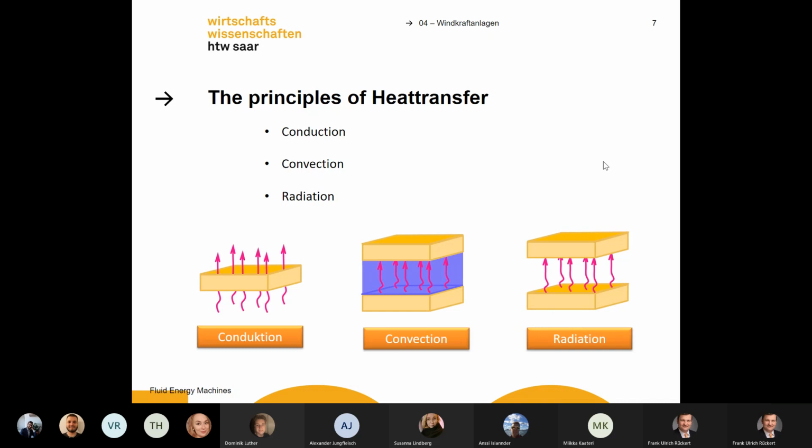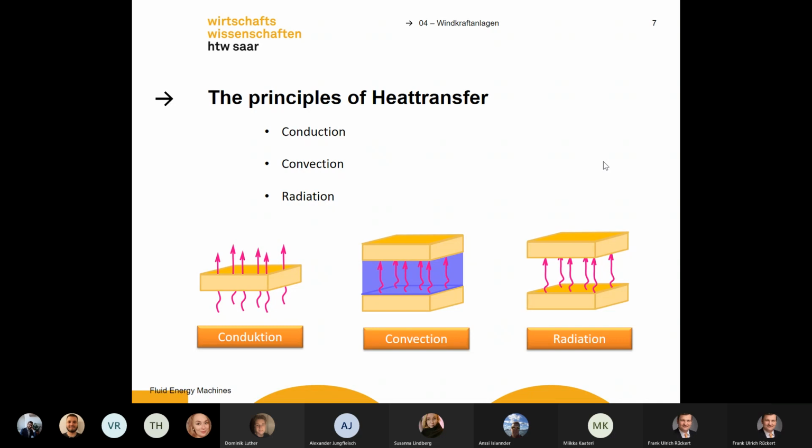Another thing I want to mention is that in fluid energy machines, we have to take a close look at the temperatures. Why do I explain this to you? Because together with Professor Klinger and his company, Innowind GmbH, we had a really big project about heat transfer. And now you ask me, why heat transfer?